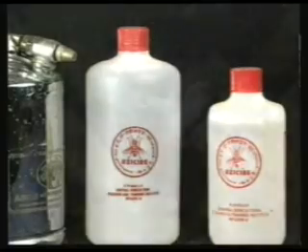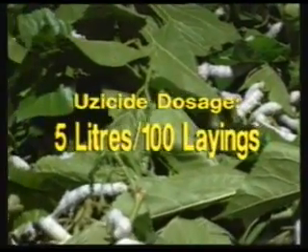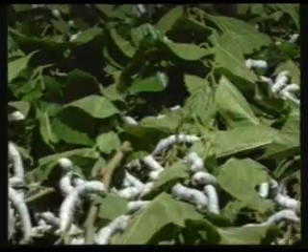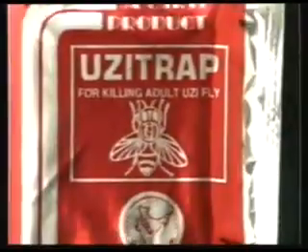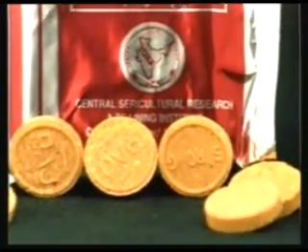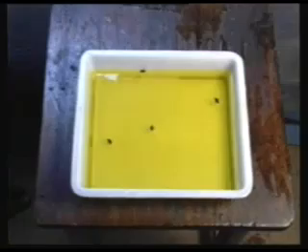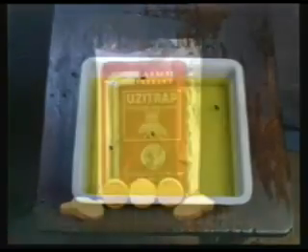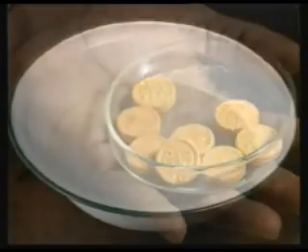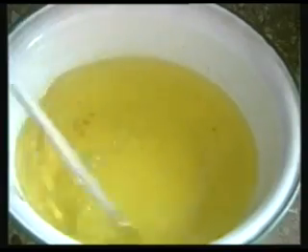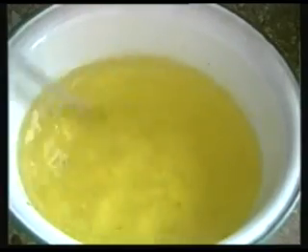The oozycide quantity recommended per 100 layings is 5 liters. The quantity may vary depending upon the silkworm race. Oozy trap is another recently developed chemical formulation that traps and kills the adult oozy fly and prevents it from physically approaching the silkworms at rearing. This is available in tablet form. To prepare the oozy trap solution, one tablet must be dissolved in 1 liter of water. The solution must be stirred with a stick after 15 minutes to ensure that the chemical is uniformly distributed.